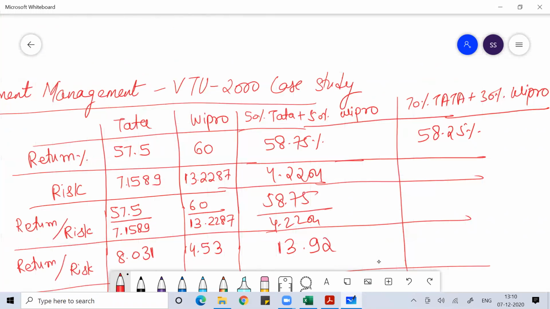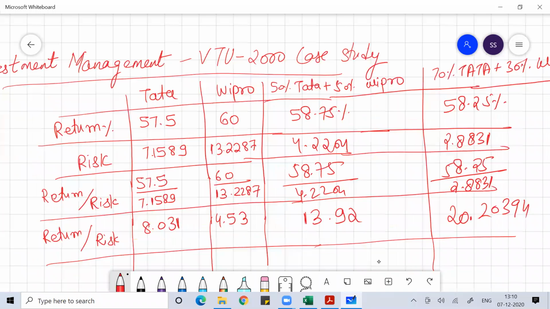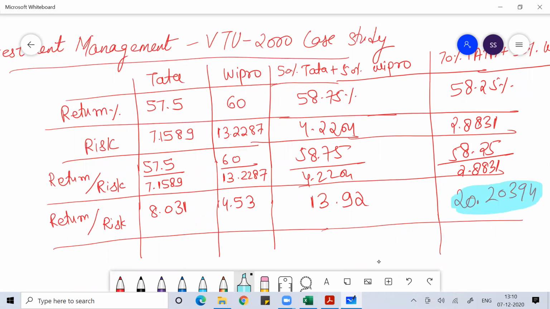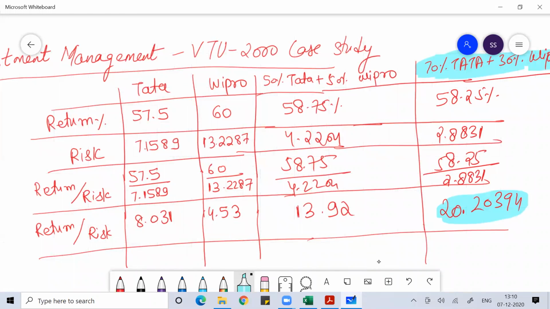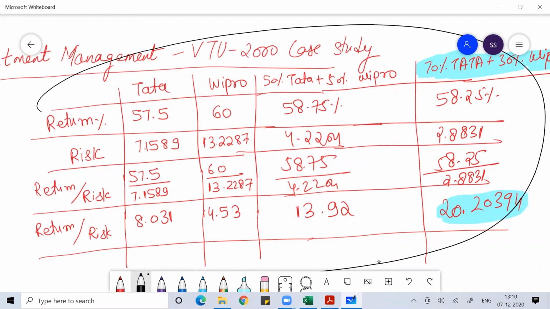If you find the trade-off, this is 58.25 divided by 2.8831. If you divide this, you are getting 20.20394. So out of all, which is the best option? Option 4, 70% of money in Tata and 30% of money in Wipro. This is the complete solution of the case study.